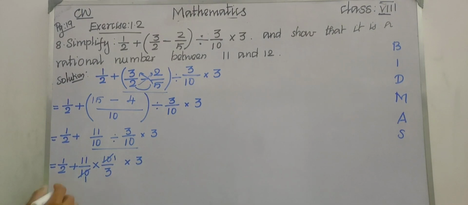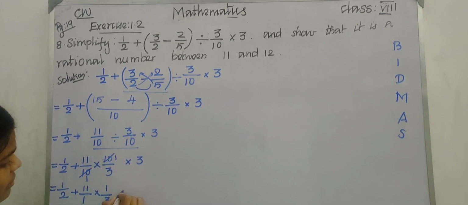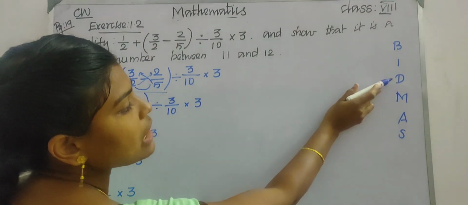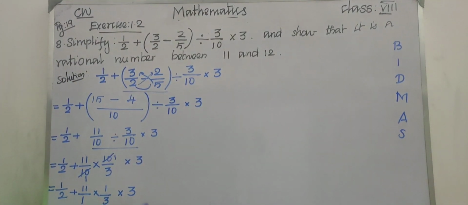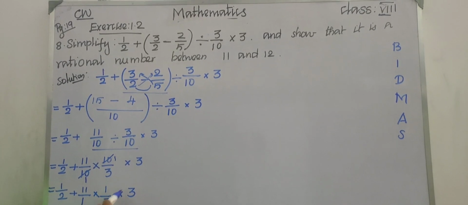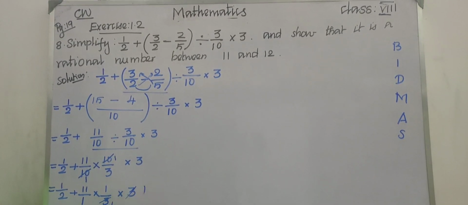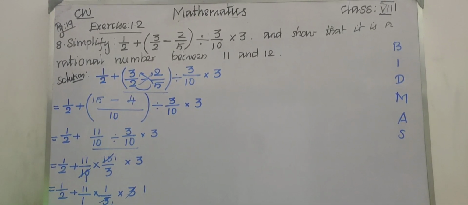So we have completed this one. We got the answer as 1 upon 2 plus 11 upon 1 into 1 upon 3 into 3. After doing division, we can do multiplication, right? So here we have a multiplication symbol. Now we can cut this by using the 3 table. 1 3 is 3 and 1 3 is 3, right? So we can simplify very easily. Now, what did we get?